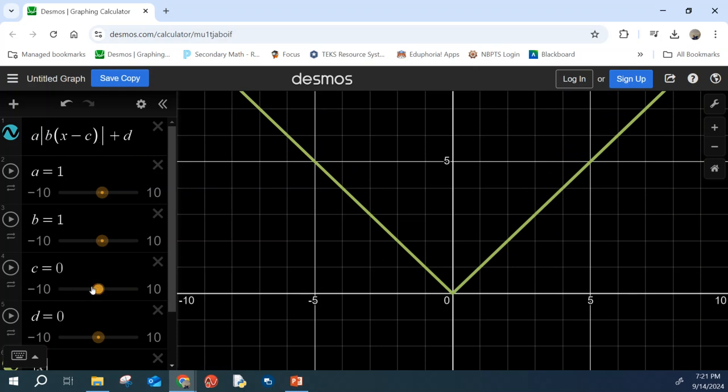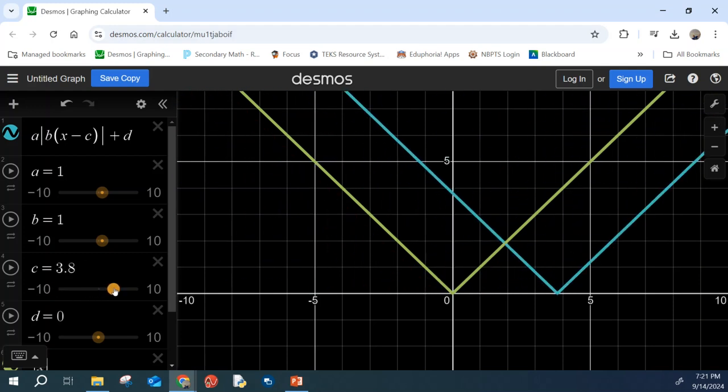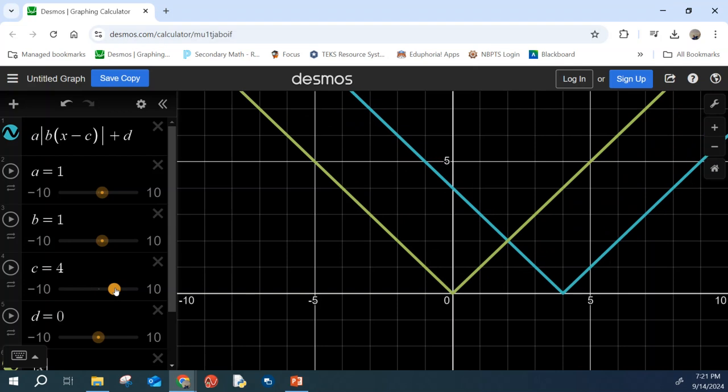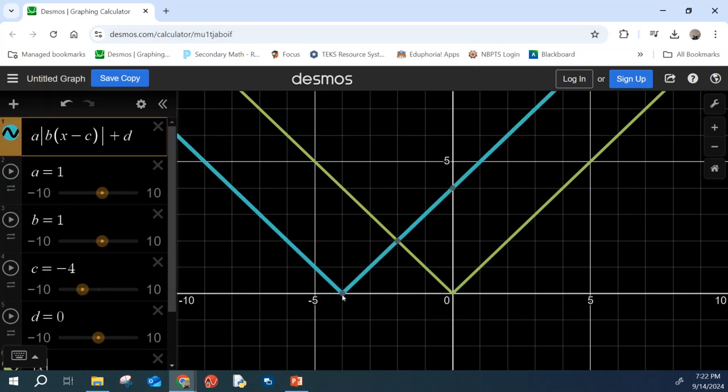Okay, and then now let's talk about C. So C shifts us either right or left. And when we're adding, we go to the left. When we're subtracting, we go to the right. Well, you're probably thinking, well, duh, that's a positive 4. Wouldn't that be plus? The answer is no. This is x minus 4, right? So that shifted us to the right by 4. However, if I do x minus negative 4, that would be a double negative, which means I would have x plus 4.